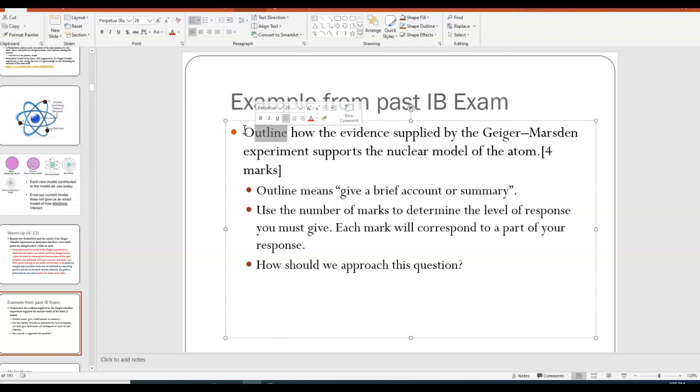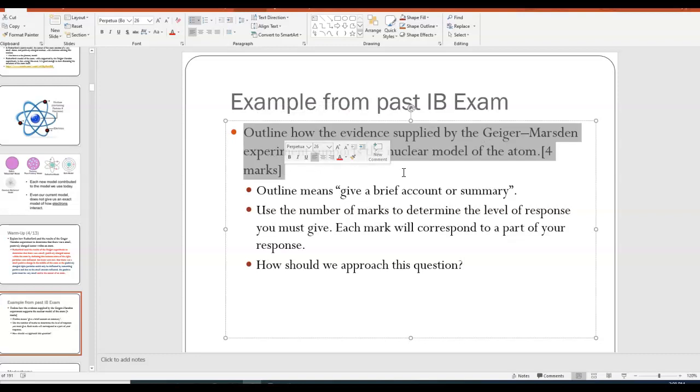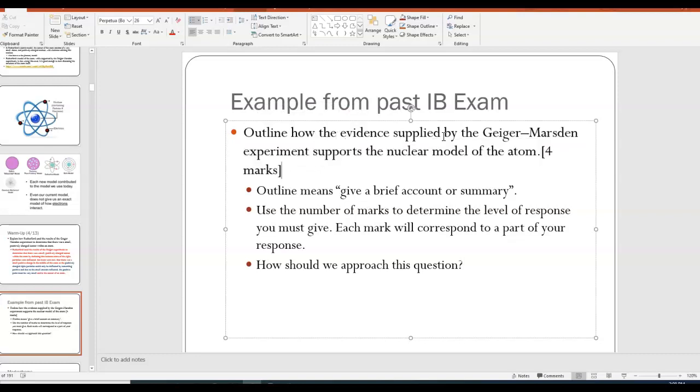This is the question right here. I'm going to put it in bold and I will read it to you. It says, outline how the evidence supplied by the Geiger-Marsden experiment supports the nuclear model of the atom. That is word for word what the IB question was from this topic. I don't know what year this question is from. It's an older question, but it's still relevant. It also tells you how many marks the question is worth. Okay, so 4 marks, that is a lot of marks for one question.